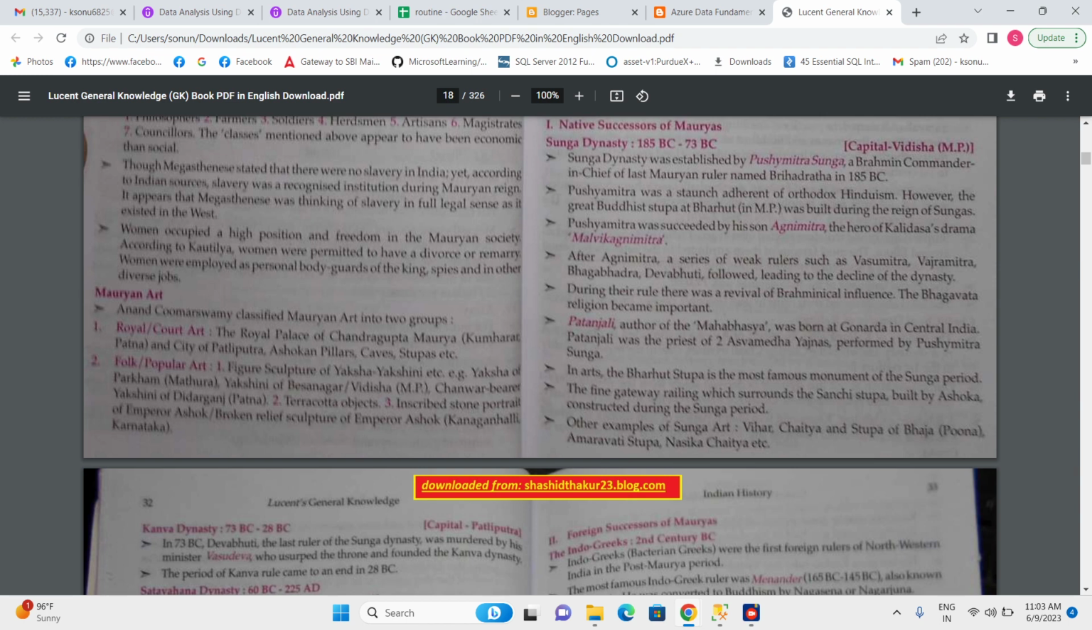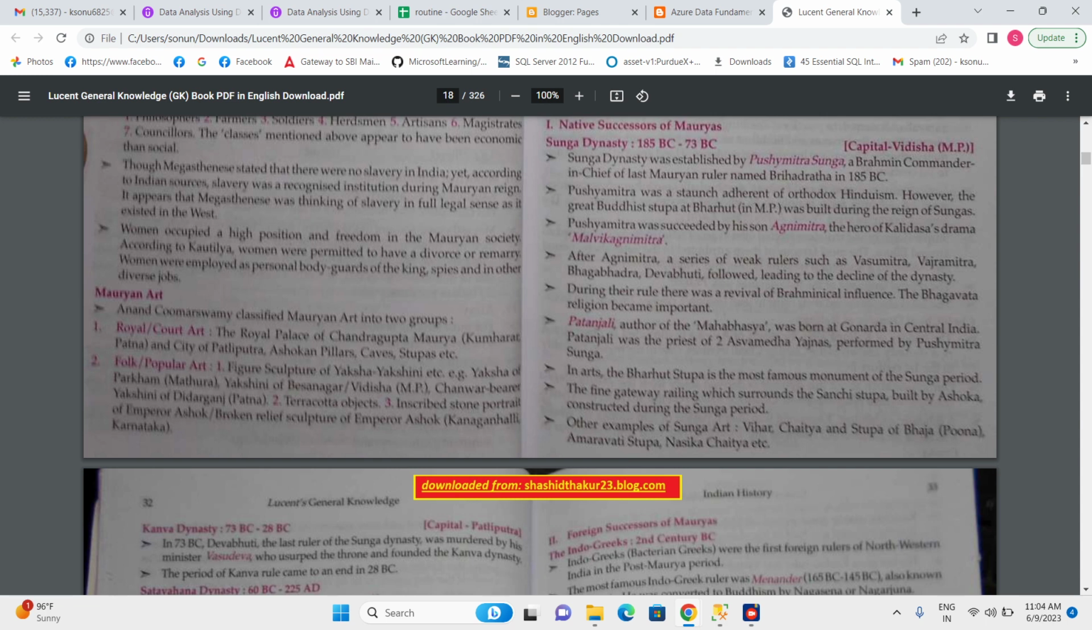The capital of Kanishka was Peshawar and Mathura. These two are very important points. The capital of Kanishka was Peshawar and Mathura, and he started the Saka era, which is used by the government of India. So who started the Saka era? Kanishka, which is being used by the government of India. So this is a very important point.